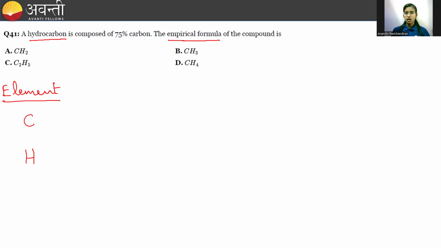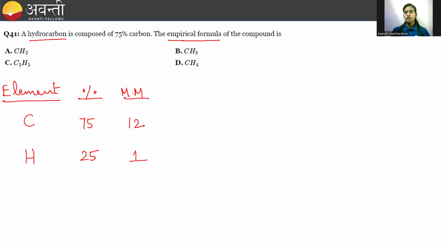Then we have to write the percentage composition of each element. So the percentage composition of carbon is 75 and the remaining is the hydrogen percentage, meaning 100 minus 75, so that will give 25. 25% is the percentage composition of hydrogen. Then in the next step, we have to write the atomic mass or the molar mass of each element. The molar mass of carbon is 12 and the molar mass of hydrogen is 1.